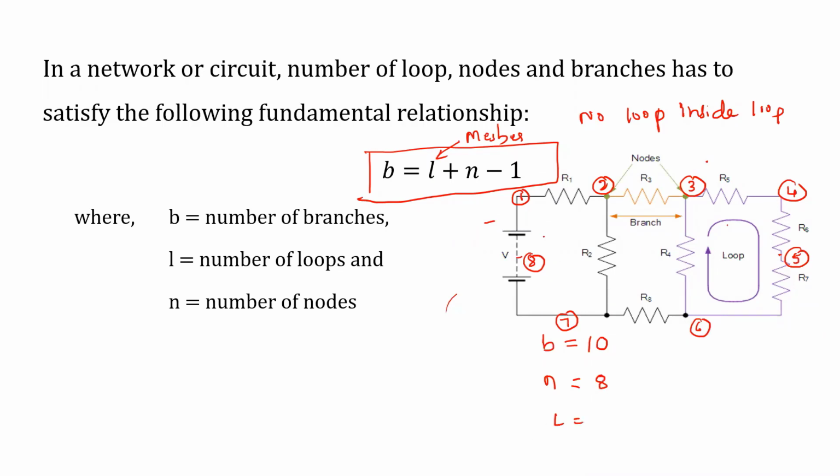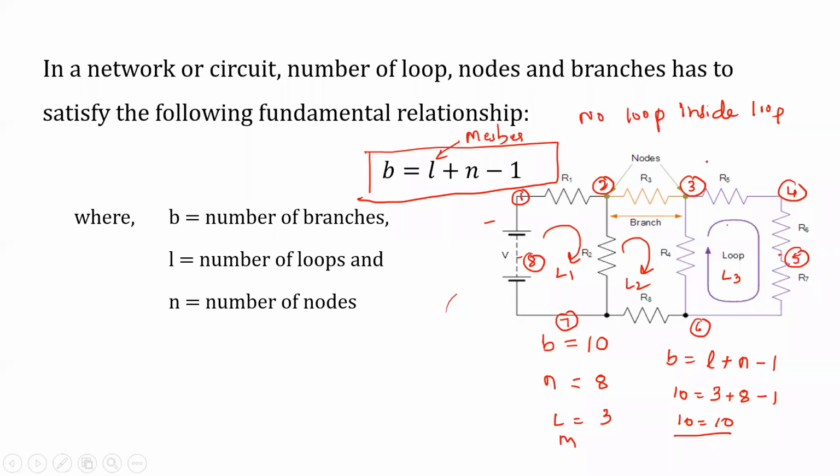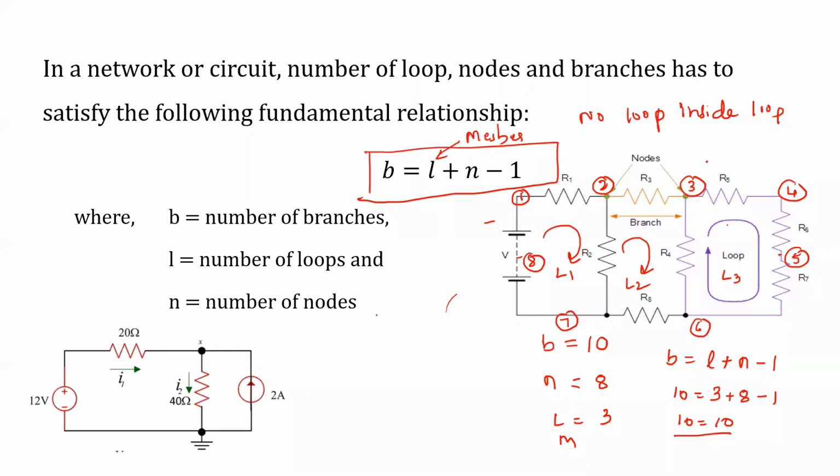Number of loops: loop 1, loop 2, loop 3. Okay, apply the formula. Number of branches equals number of loops plus number of nodes minus 1. 10 equals loops, here 3, plus nodes, here 8, minus 1. LHS equals RHS. In this case, consider loops in the sense of meshes. There should not be any other loop inside the loop. All right.